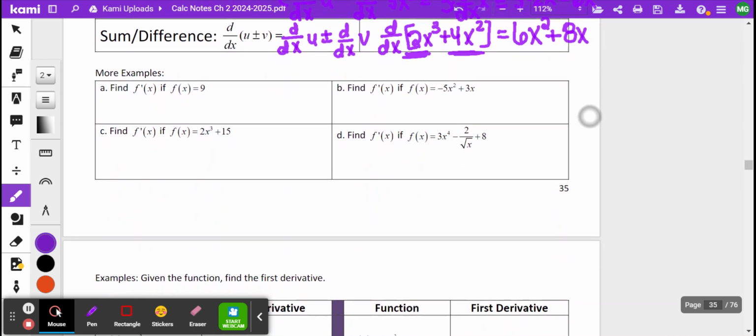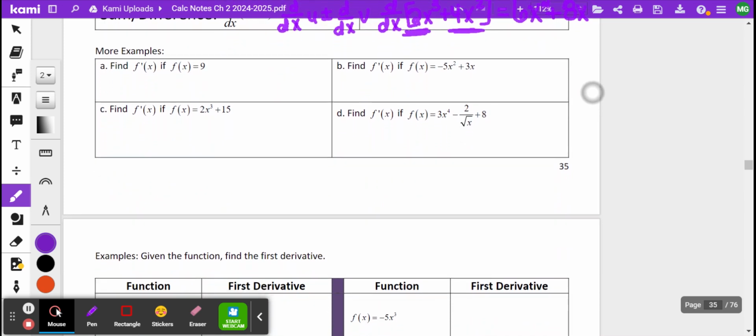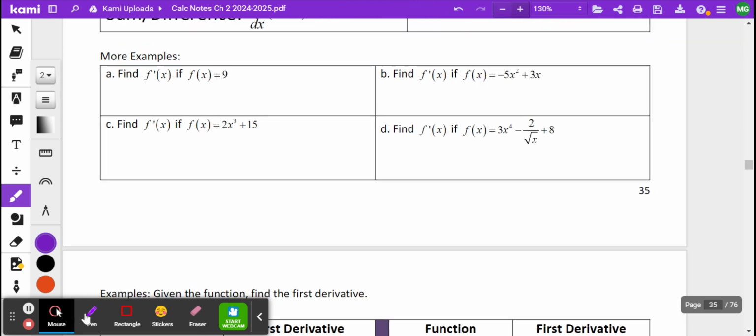So let's see what we have here. We have a couple more examples using these rules. And again, power rule is going to be the best way. On letter D, you're probably going to want to rewrite that one. So let's take a look at this. Enlarge it a little bit. Okay, so the first one, well, the derivative of any constant, I don't see a variable there. So the derivative is simply 0.